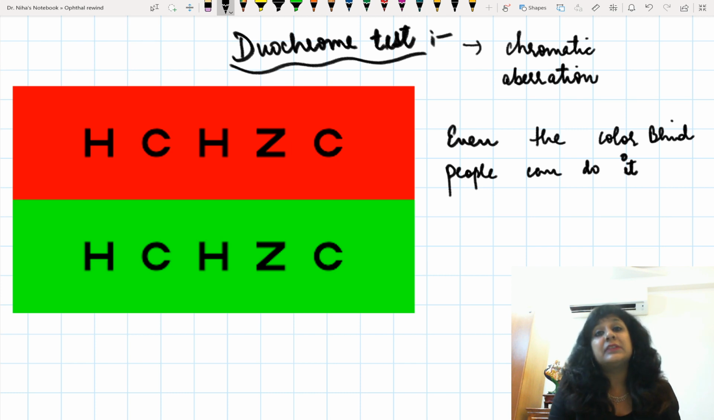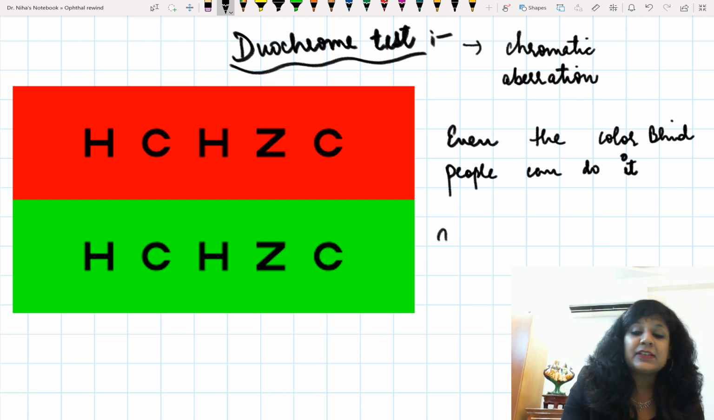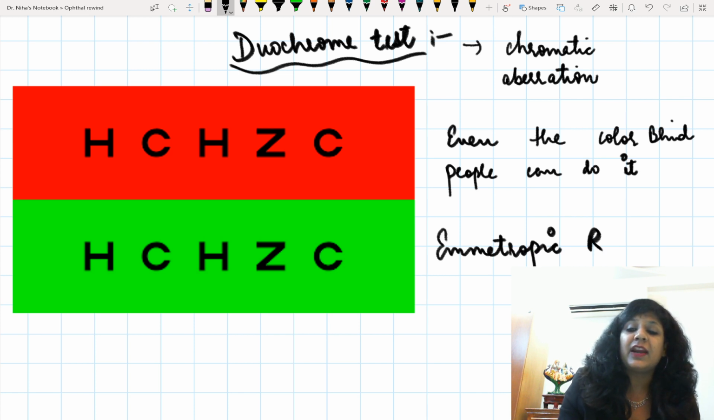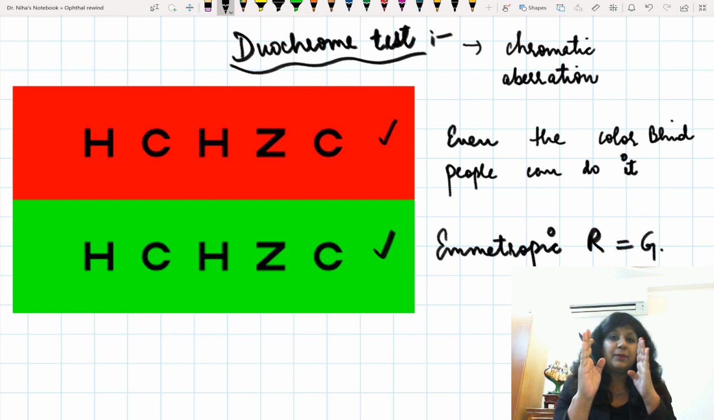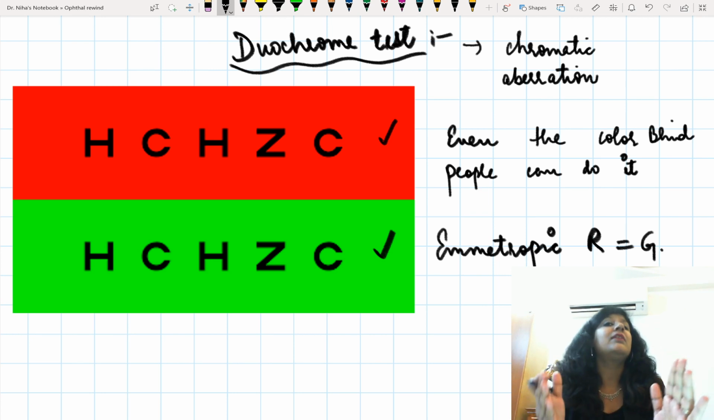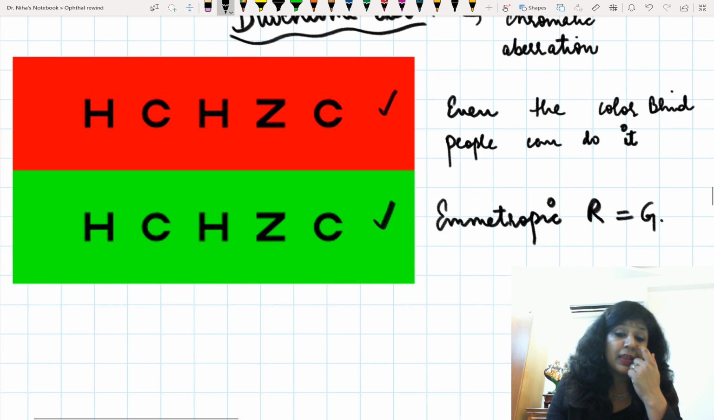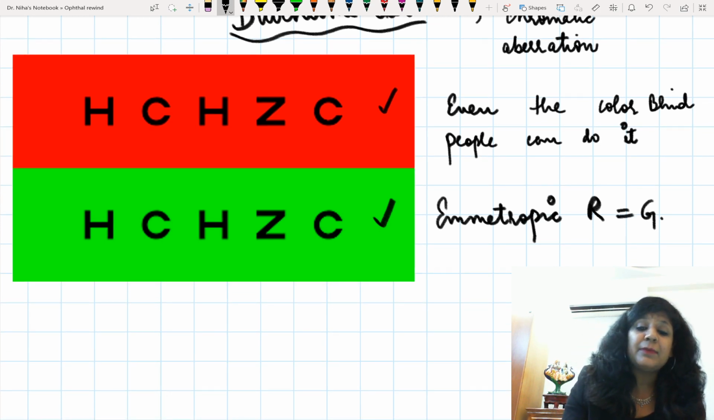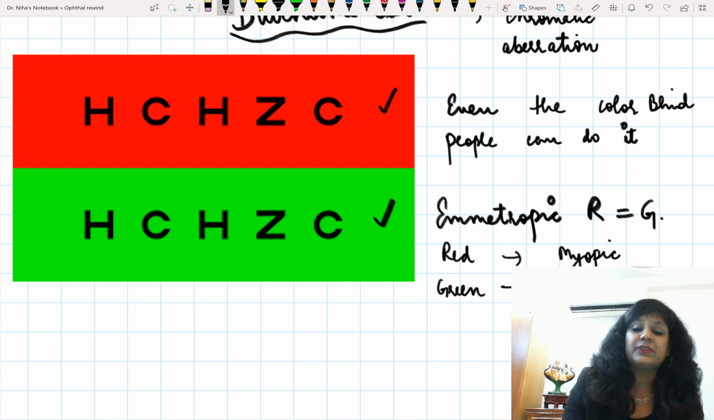So what is actually the principle? The principle is that if a person is emmetropic, then he will see the characters on the red background as well as the characters on the green background equally sharp, not a problem. Now what happens if he is able to see the red more clearly? Then that means the person is myopic, and if he is seeing green more clearly, then the person is hypermetropic.